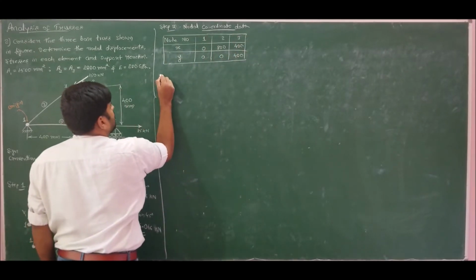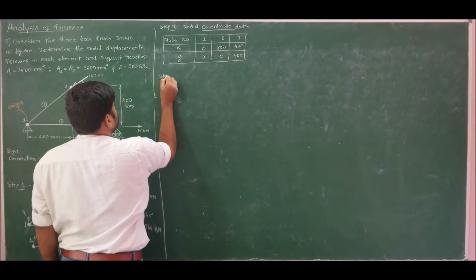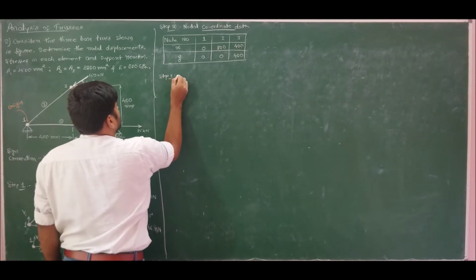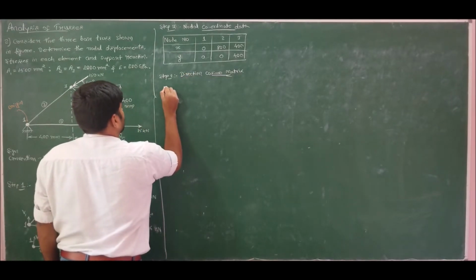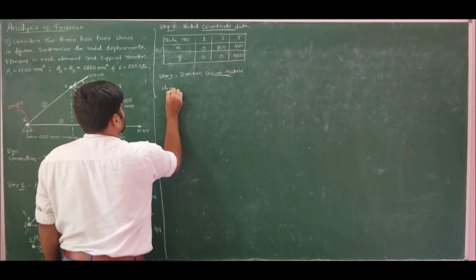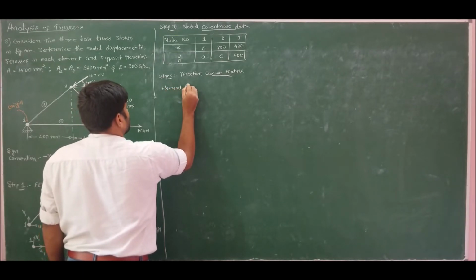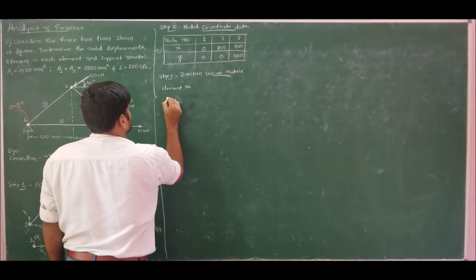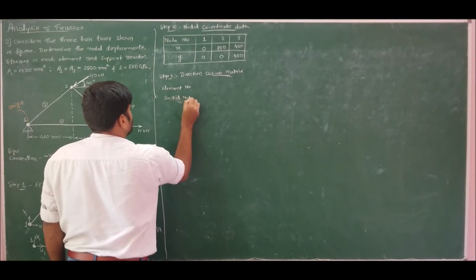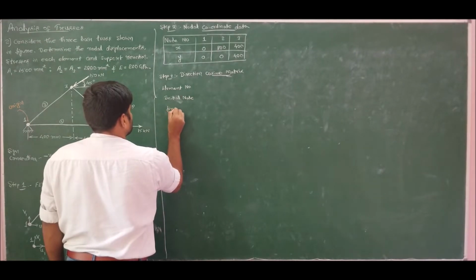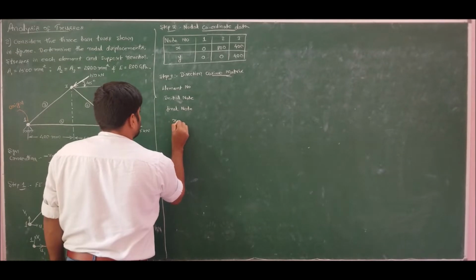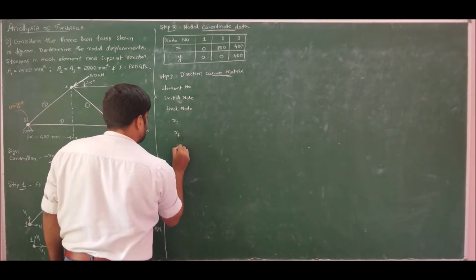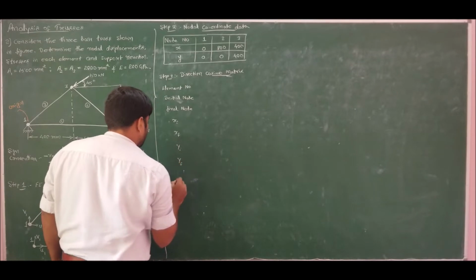Now moving ahead, all dimensions are in millimeters. Moving ahead for step 3, that is the direction cosine matrix. We have the element number, initial node, then we have the final node. So thereby we can find x initial, x final, y initial, y final.